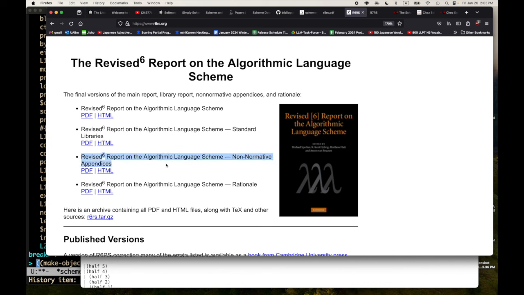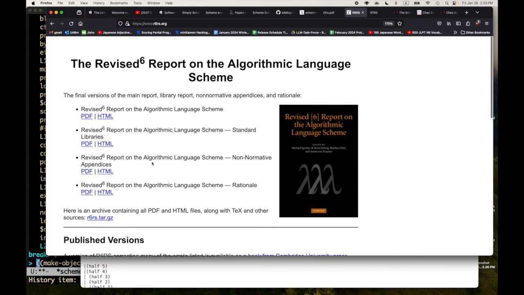And they also have these non-normative appendices and rationale. This is great if you want to understand how a language is designed. So this is a discussion about why they did certain things. Okay, so not only is there a specification, and in this case, a different type of semantics, which I believe is operational semantics, but they also talk about why they made these decisions. I think that's pretty interesting.